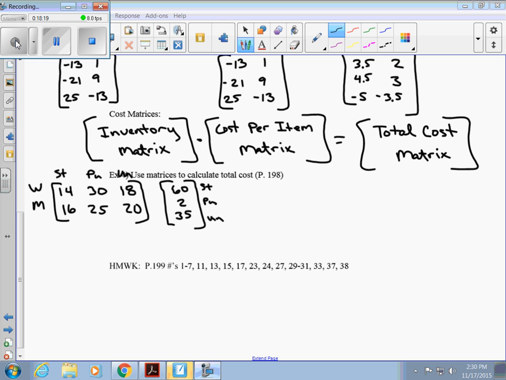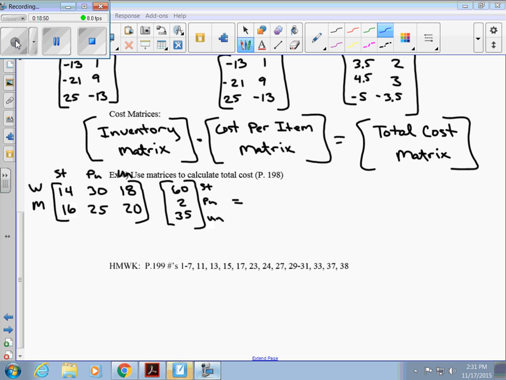So if we write these matrices out, notice the first one is my inventory matrix. How much do I need? For the women, I need 14 sticks, 30 pucks, 18 uniforms. For the men, I need 16 sticks, 25 pucks, 20 uniforms. So that's my inventory matrix. The next one is the cost per item matrix. How much were they? It's $60 a stick, $2 a puck, $35 for a uniform. Now we are going to multiply those, and that'll give us the total cost matrix.